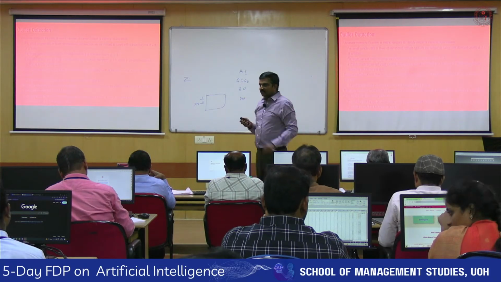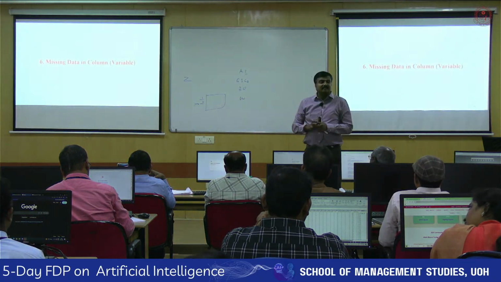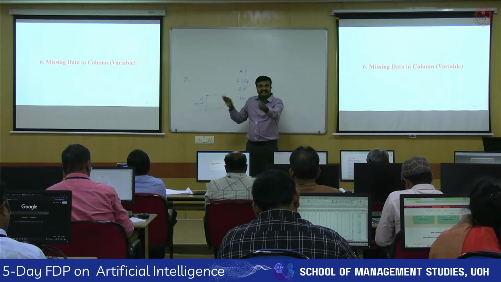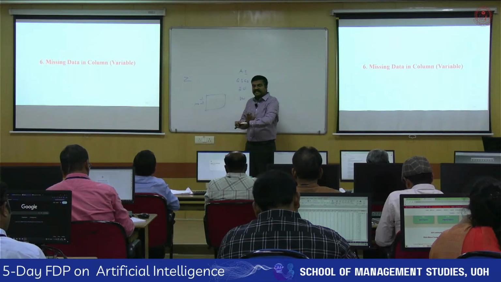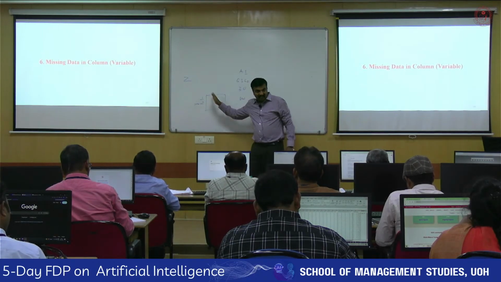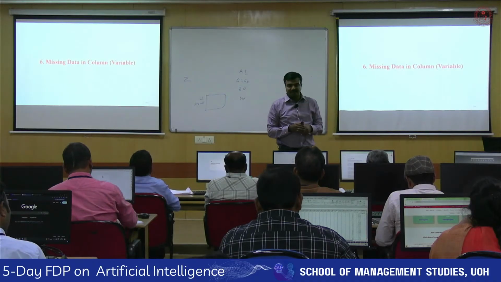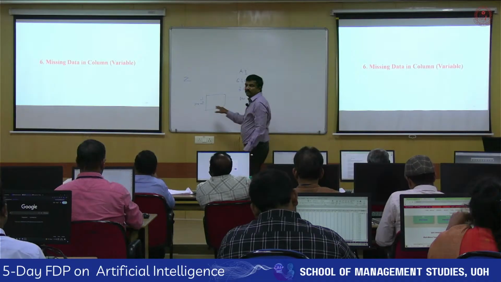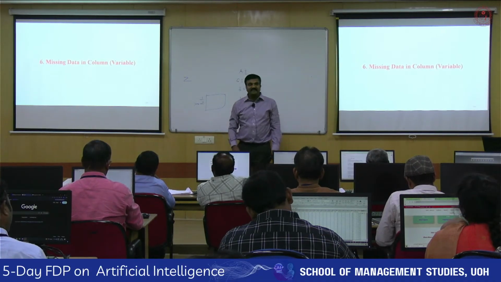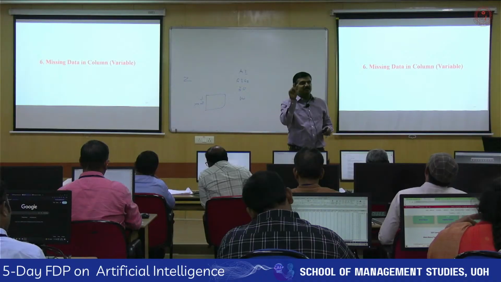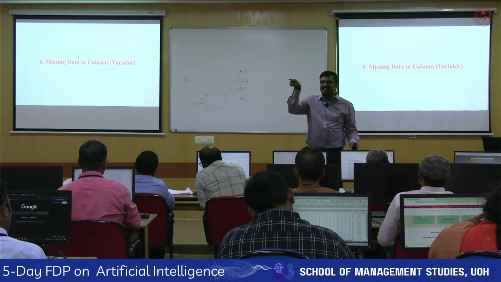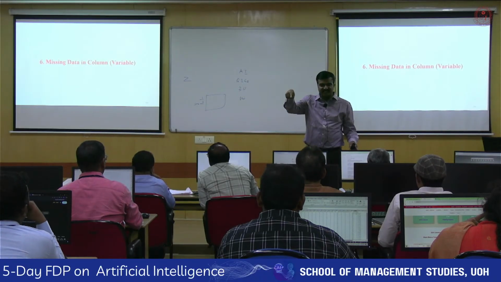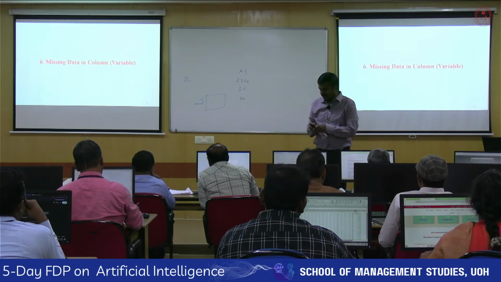Is it okay? How many have we completed? Five. Now we are going for six. What is the sixth one? Missing data in the column. Column is otherwise called variable. Row is otherwise called sample. Very good. Now for row-wise missing data, which function did we use? Did you remember? You have written it, right? COUNTBLANK.